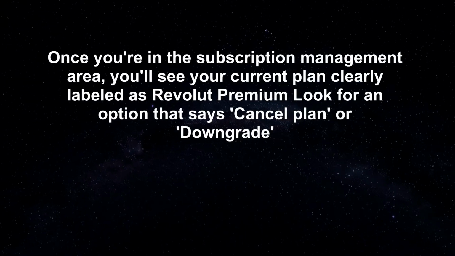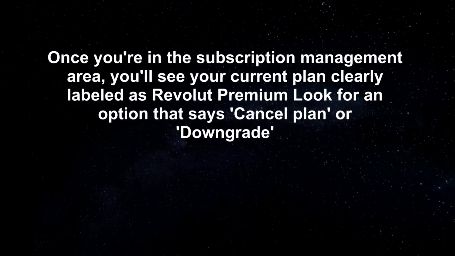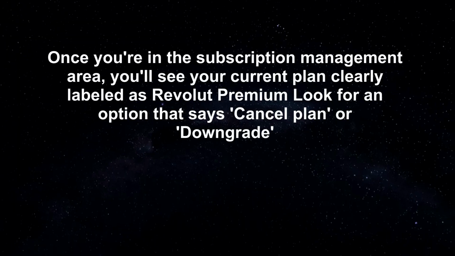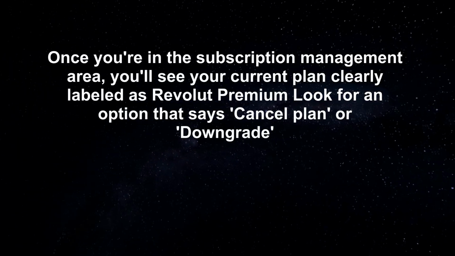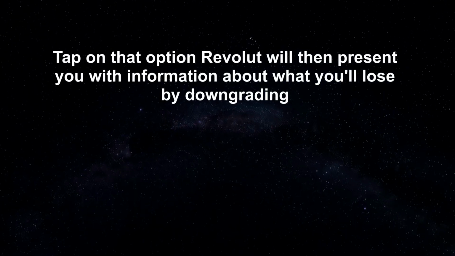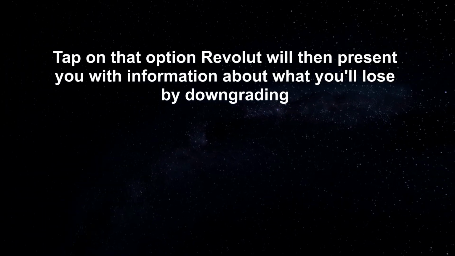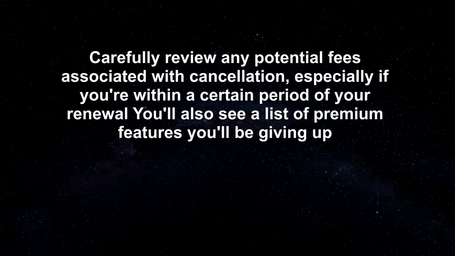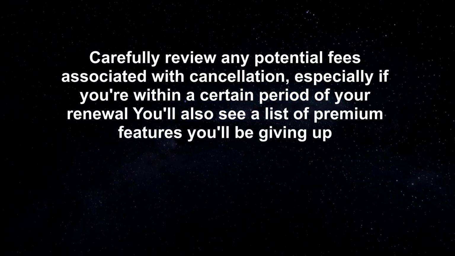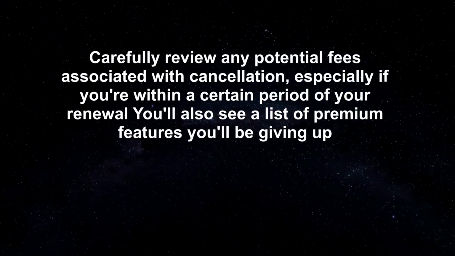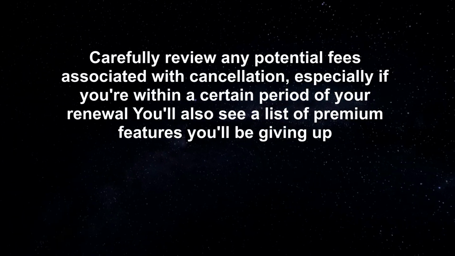Once you're in the subscription management area, you'll see your current plan clearly labeled as Revolut Premium. Look for an option that says Cancel Plan or Downgrade. Tap on that option. Revolut will then present you with information about what you'll lose by downgrading. Carefully review any potential fees associated with cancellation, especially if you're within a certain period of your renewal. You'll also see a list of premium features you'll be giving up.